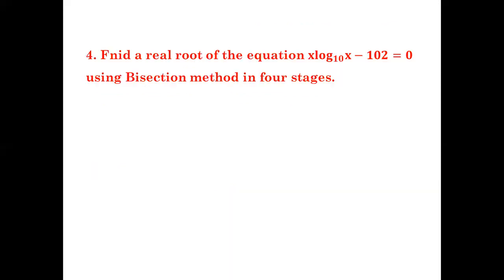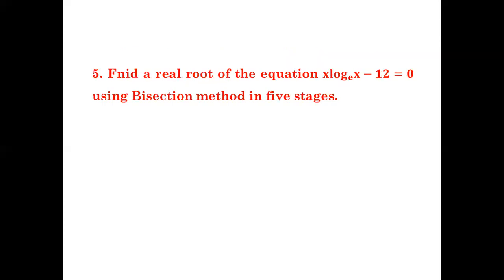Find the real root of the equation x log x minus 102 equals 0 using the bisection method in 4 stages. It's an exercise. Next exercise, find the real root of the equation x log x minus 12 is equal to 0 using the bisection method in 5 stages.